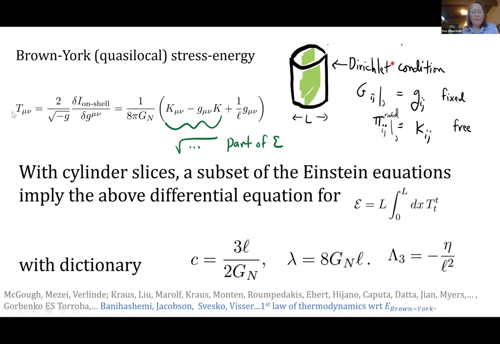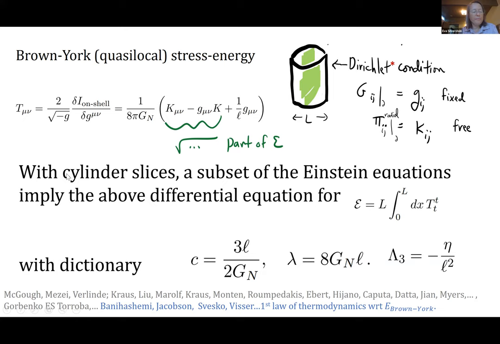And this Brown-York energy is defined in a very intuitive way as the variation of the on-shell action with respect to this boundary metric, which you can work out takes this form in terms of the extrinsic curvature. This extrinsic curvature piece of it is the kind of active ingredient. There's some counterterm stuff you can just add pretty freely that is sitting in this other term here, but that's the basic definition of stress energy that we'll talk about on the gravity side.